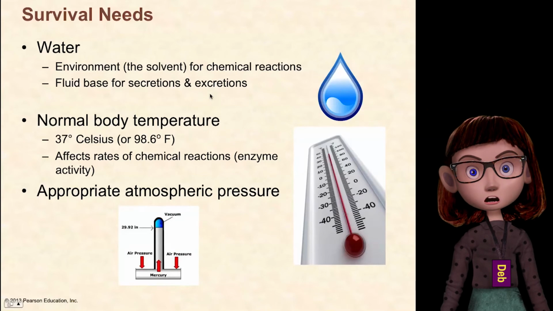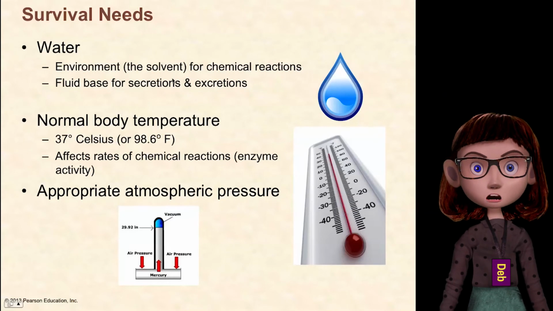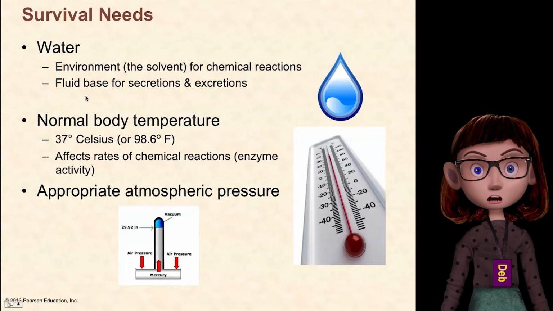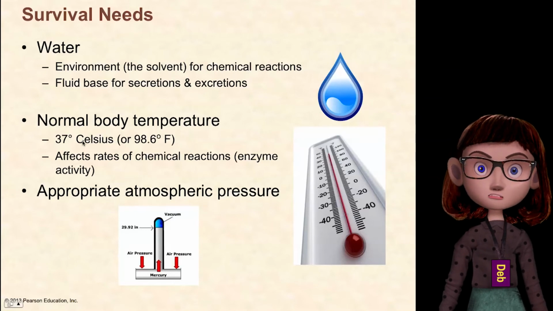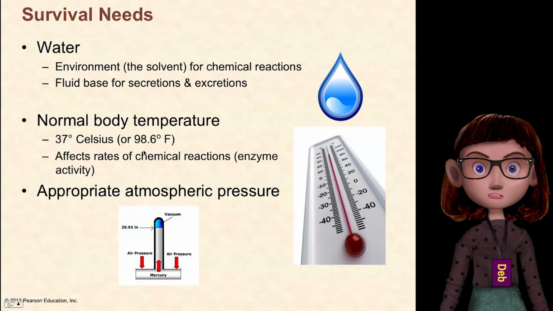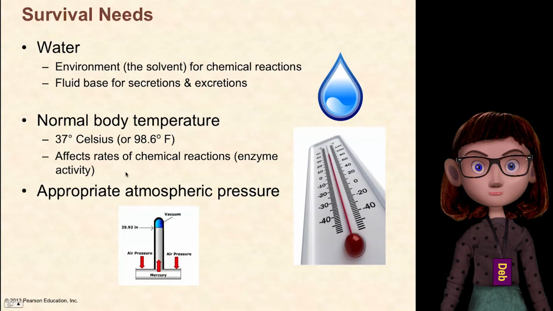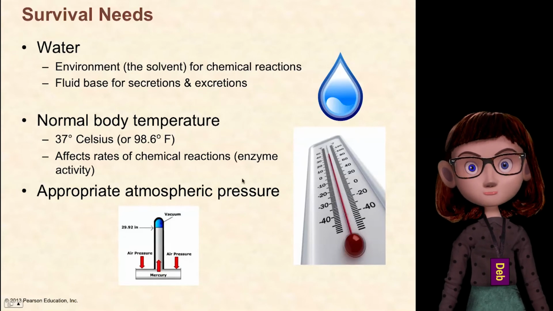We also need water. Water is the environment, or the solvent, for all chemical reactions in the body. It's also the fluid base for our body secretions and excretions. We need to have a normal body temperature. Normal body temperature is 37 degrees Celsius, or exactly 98.6 degrees Fahrenheit. This affects the rates of chemical reactions because the temperature will affect enzyme activity. And if you'll remember, chemical reactions in living cells all require a specific enzyme. We also need to have appropriate atmospheric pressure.